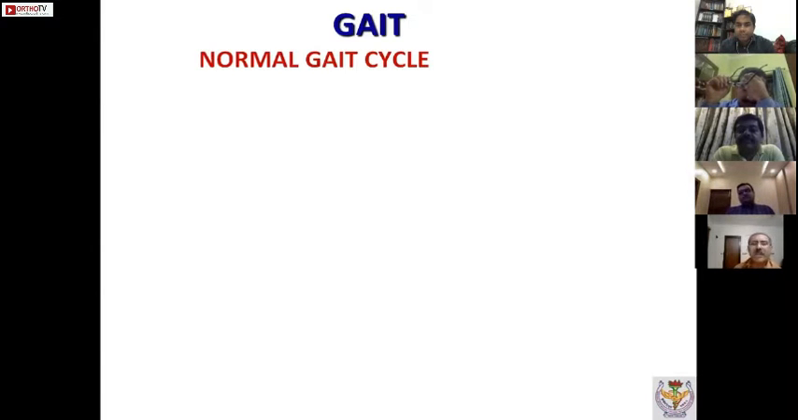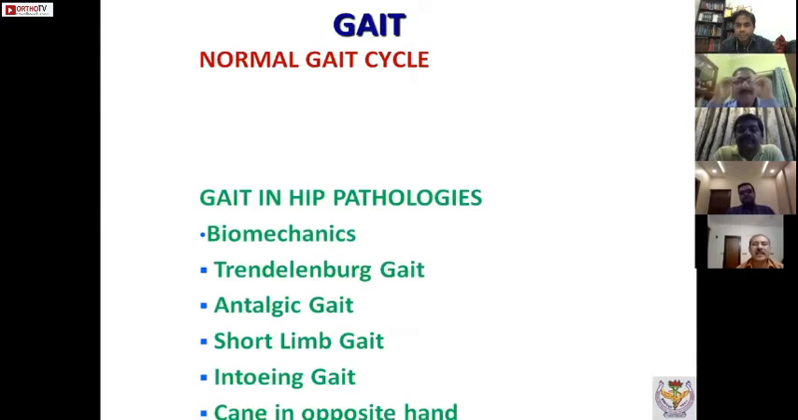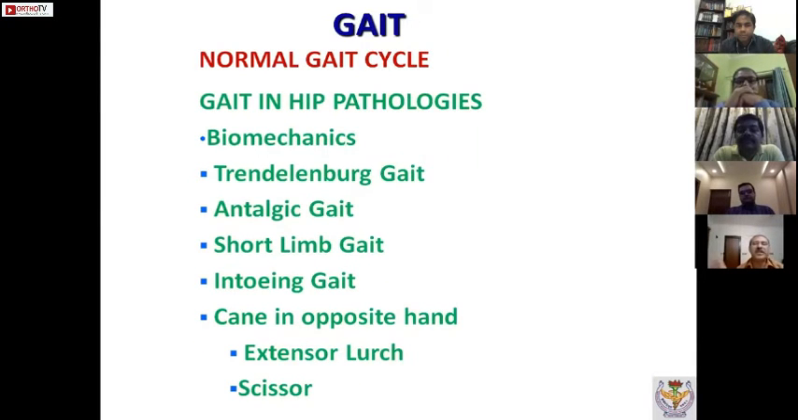I'm going to talk a little bit about the normal gait cycle, and then the biomechanics to make you understand how the lurch is on which side, on the affected side. And then I'll talk a little bit about short limb and toeing gait, cane in the opposite hand. If you permit me at this time, then I'll talk about the last two.